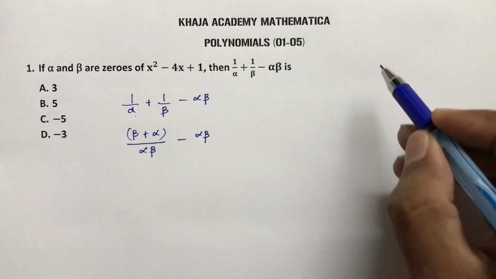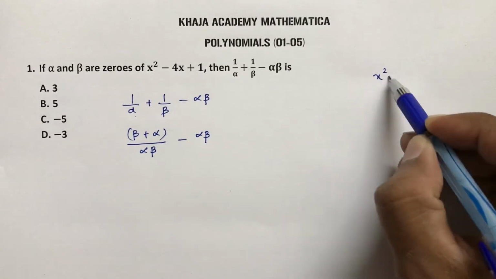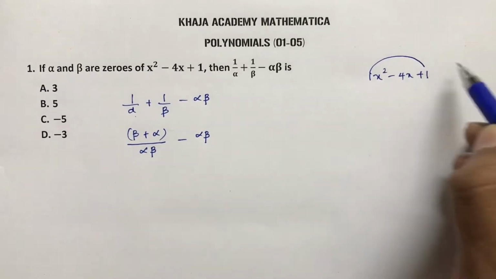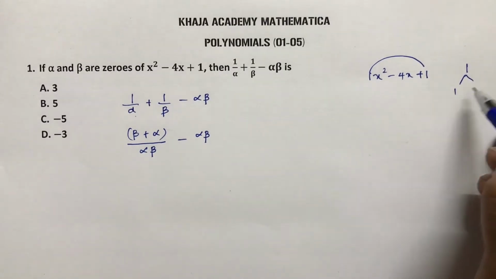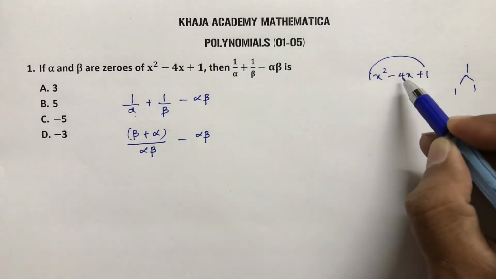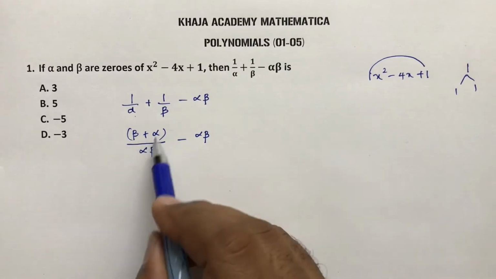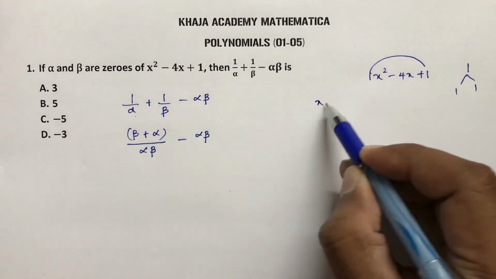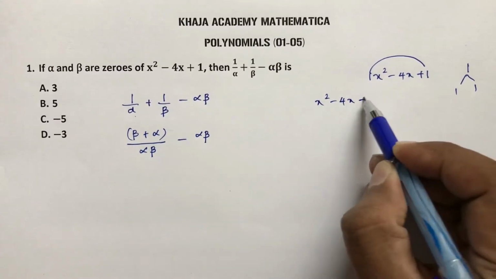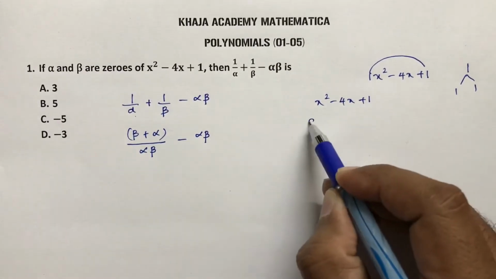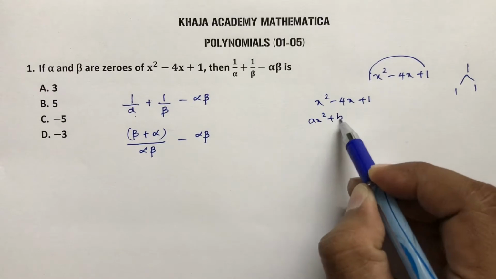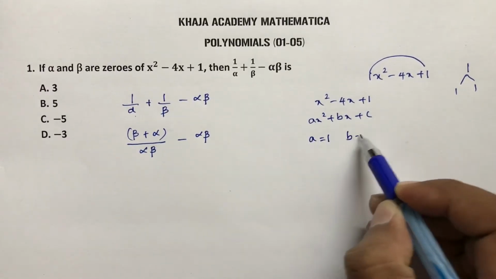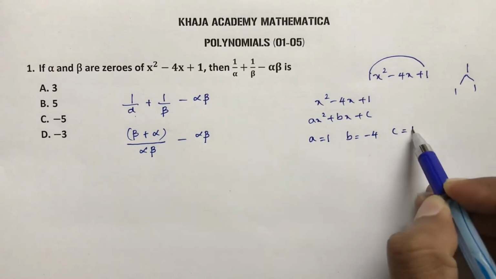See, directly if you try to factorize by splitting the middle term, it's not possible because 1 times 1, you will not be able to split this one. So instead of that, directly you can use the formula. First write the equation x square minus 4x plus 1, compare with the standard ax square plus bx plus c. The a value is 1, then b is minus 4, c is 1.